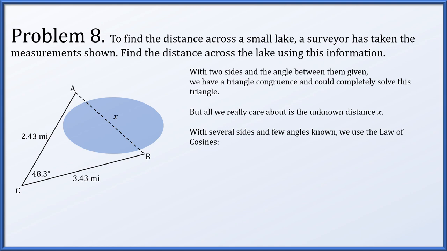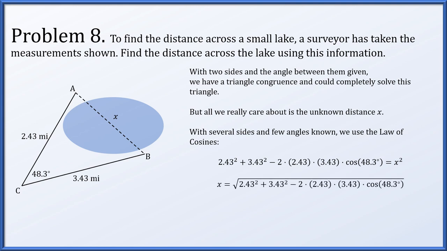With several sides and relatively few angles known, we're going to be using the law of cosines. So we simply set this up as 2.43 squared plus 3.43 squared minus 2 times 2.43 times 3.43 times the cosine of 48.3 degrees, that being the angle between them, must equal x squared, the length opposite that angle. We just solve for x by taking a square root. We ignore the negative solution because we're finding an actual distance. And this is really just a plug and chug at this point. It's about 2.57 miles.